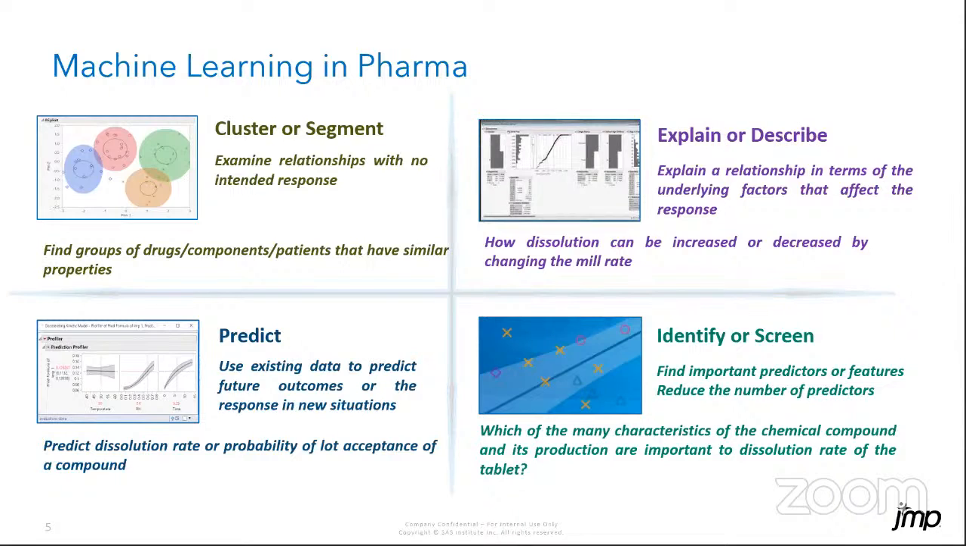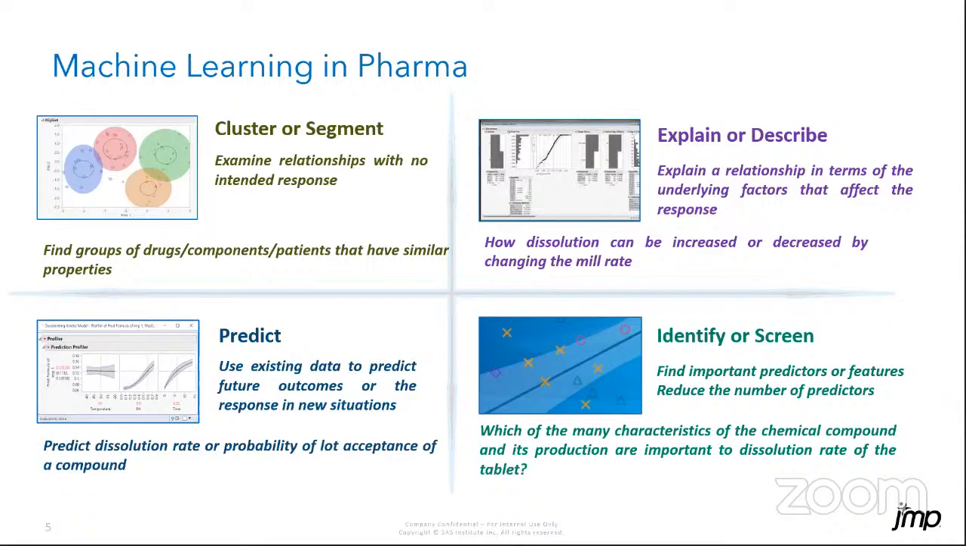Next is explain or describe. Not all the experimentation you would do is for prediction, but you also want to do some experiments or data analysis for explaining a phenomenon. So explain a relationship in terms of underlying factors that affect the response. For example, I just told you how dissolution can be increased or decreased by changing the mill rate.